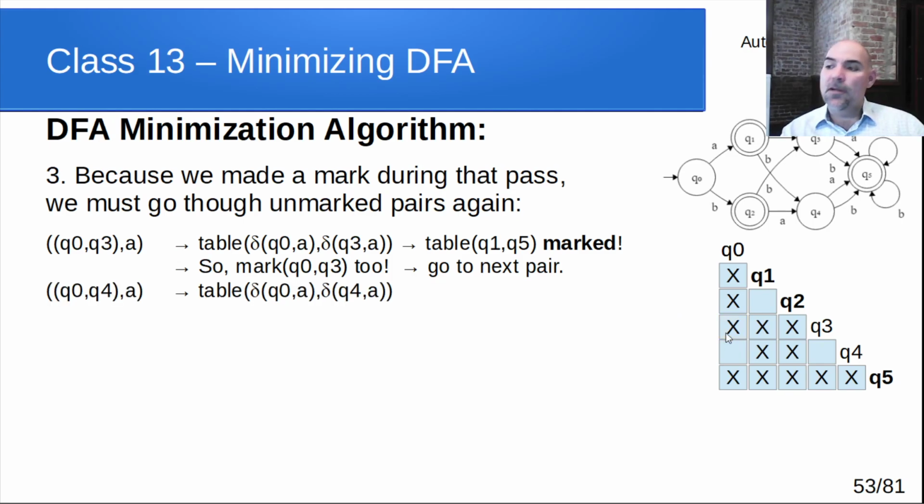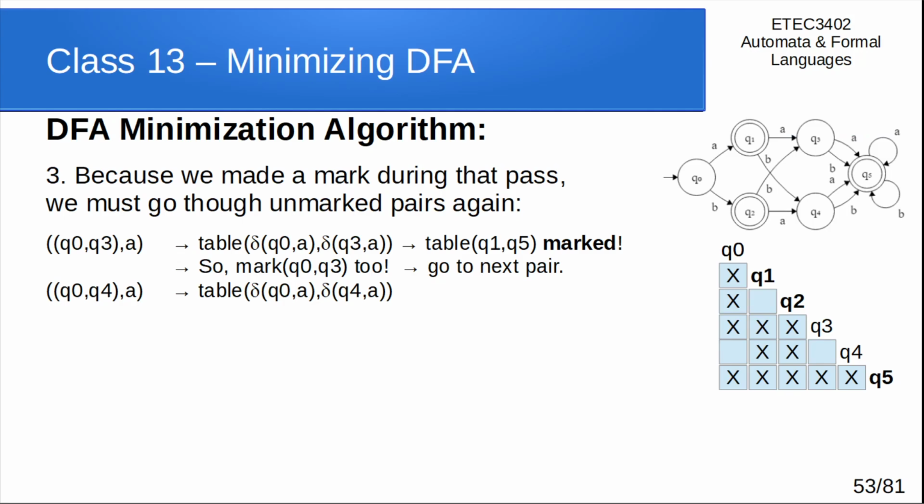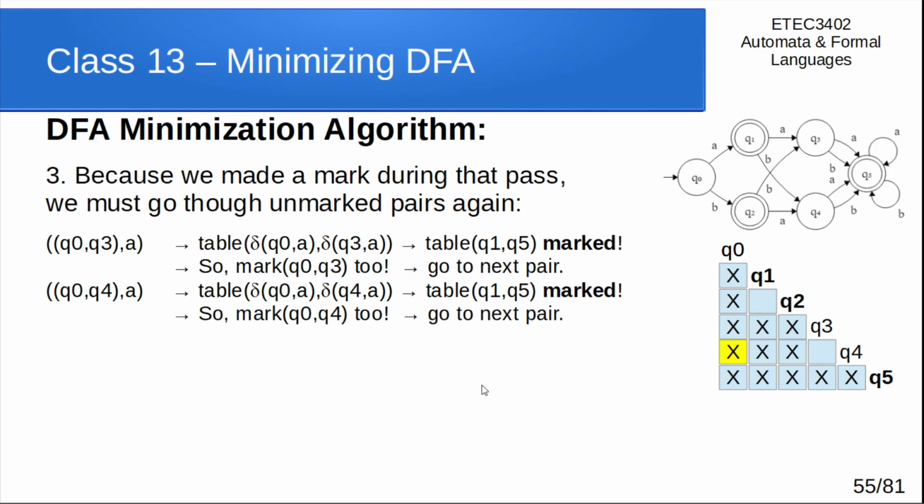The next pair is 0, 4. This one right here. So 0, 4. So 0 on an A goes to... and here, I just realized that it's covering up part of the picture up there. Let me turn off my face. All right, so 0 on an A goes to 1. 4 on an A goes to 5. So now we have 1, 5. And 1, 5 is marked, so we need to mark 0, 4. So 0, 4 is marked. Go to the next pair.